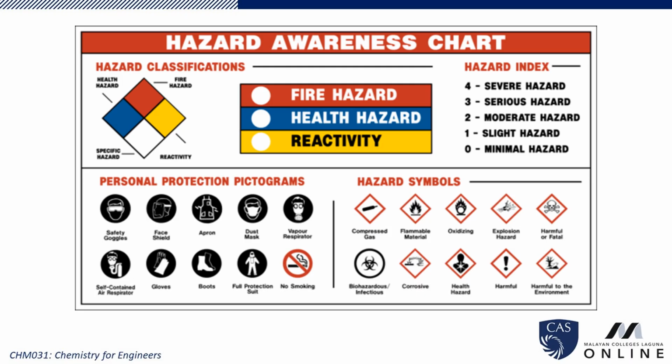There are two common hazard systems. These two are the NFPA diamond, which rates health, flammability, instability, and special hazard. And we also have GHS pictograms, which use symbols for standardized global communication.